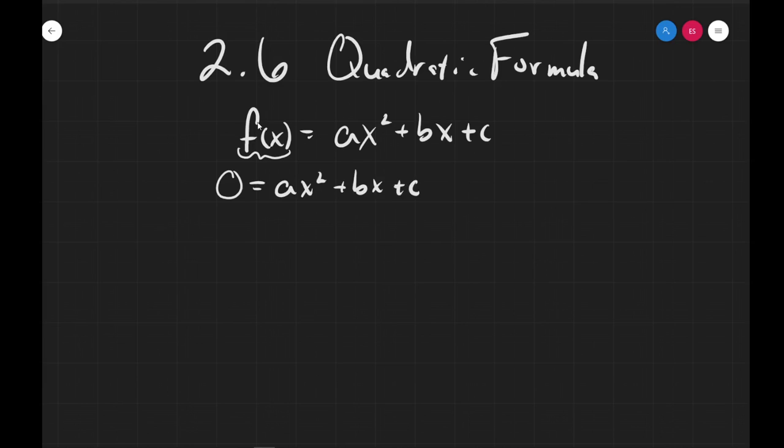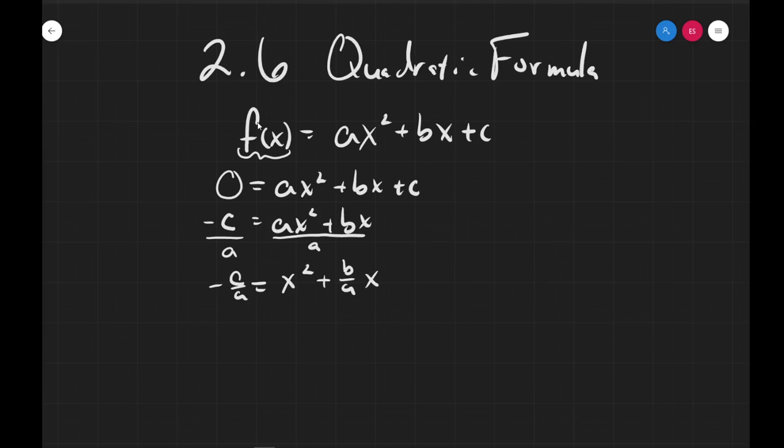The way that we're going to do this is I'm just going to subtract c over to the other side. Minus c equals ax squared plus bx. And then I want to try to use completing the square to get x by itself. In order to do that, the number in front of x squared has to be 1. So we're going to divide both sides of our equation by a. So we have negative c over a equals x squared plus b over a times x.